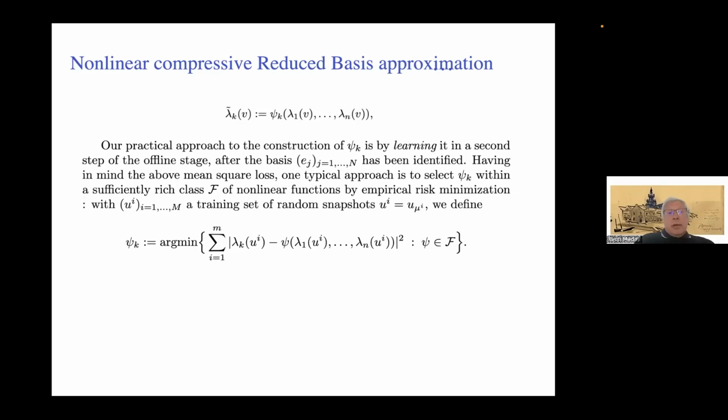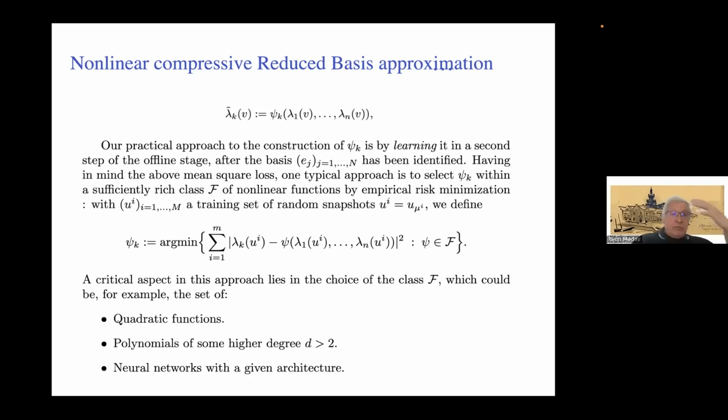In order to understand how this can be done, we can define p_k in a rich enough class of functions that is able to approximate well the solution lambda k from lambda 1 to lambda n of u_i, being some snapshots you computed with some parameter values mu_i. So we can consider the class of functions that are maybe quadratic functions, maybe polynomials of higher degree, or that are obtained with an artificial intelligence architecture, a neural network, for instance.